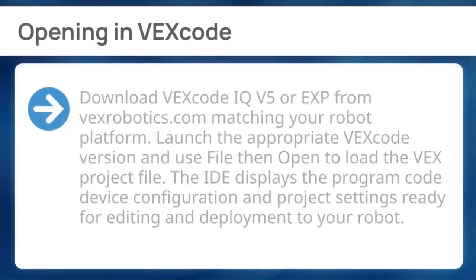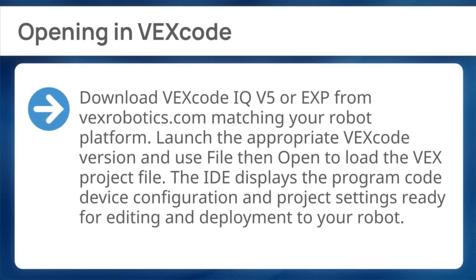First, opening in VEXcode. Download VEXcode IQ, V5, or EXP from VEXrobotics.com, matching your robot platform. Launch the appropriate VEXcode version and use File, then Open to load the VEX project file. The IDE displays the program code, device configuration, and project settings, ready for editing and deployment to your robot.